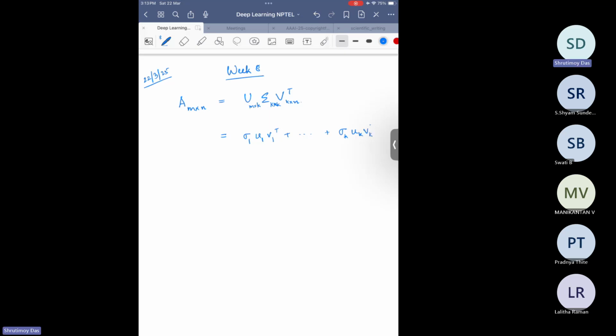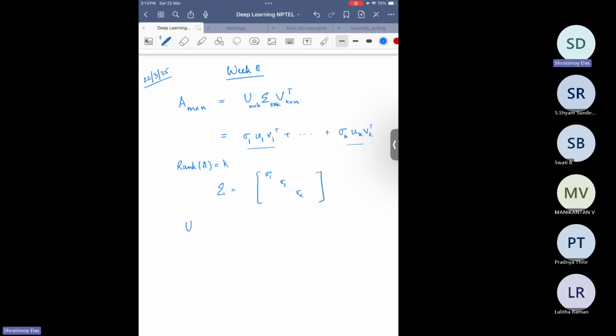If you observe, each time you are multiplying this sigma term. If the rank of A is k, that means my sigma matrix will have k entries: sigma 1, sigma 2, up to sigma k. So the number of terms we have here depends on the rank that we have. Now look at these vectors u1.